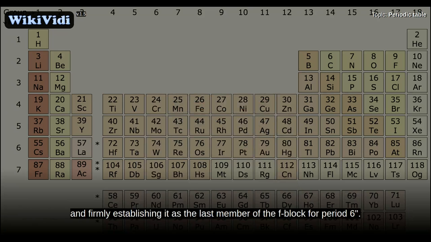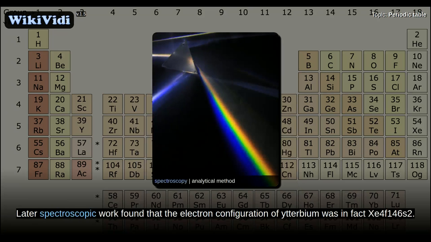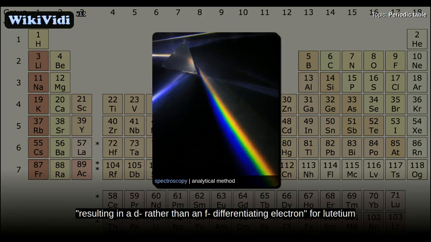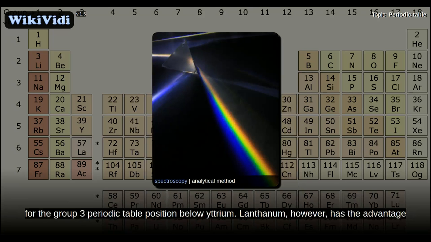Later spectroscopic work found that the electron configuration of ytterbium was in fact [Xe]4f146s2. This meant that ytterbium and lutetium, the latter with [Xe]4f145d16s2, both had 14 f electrons, resulting in a d rather than an f differentiating electron for lutetium, and making it an equally valid candidate, with [Xe]5d16s2 lanthanum, for the Group 3 periodic table position below yttrium.